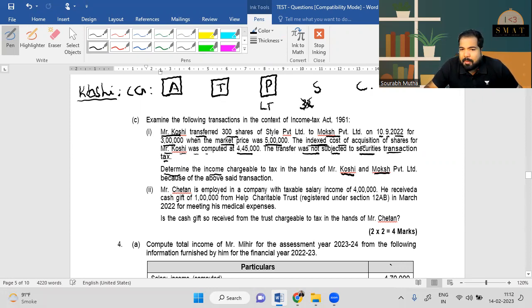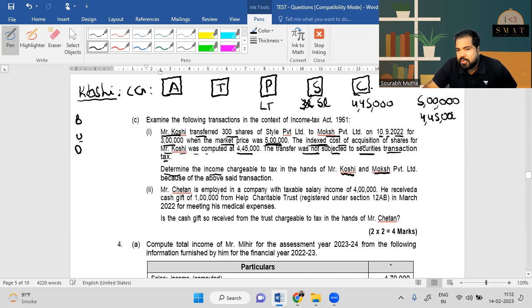But guys, if you remember BUD, building, unlisted shares, and determine, in this case, they will compare with the fair market value. The fair market value is 5 lakh. So they will take 5 lakh as the sale price. And your cost was 4 lakh 45. So now that I've got all the 5 boxes, my sale price is 5 lakh. My cost is 4 lakh 45. So basically 55,000 is my long-term capital gain. This is in the hands of Koshi.